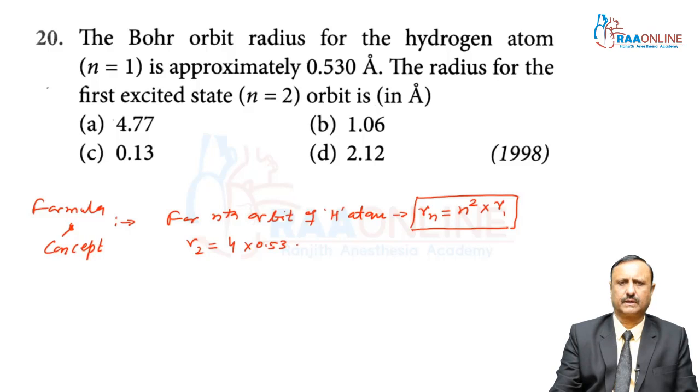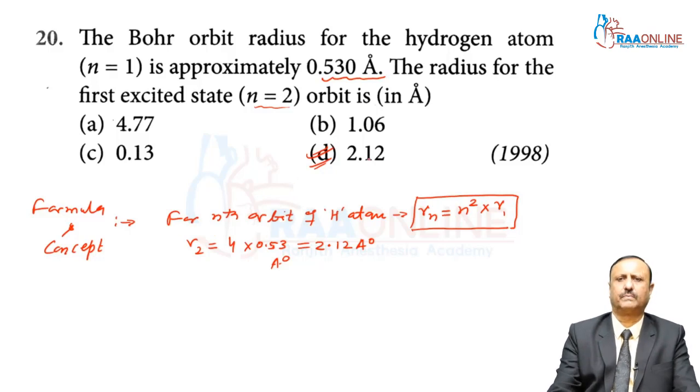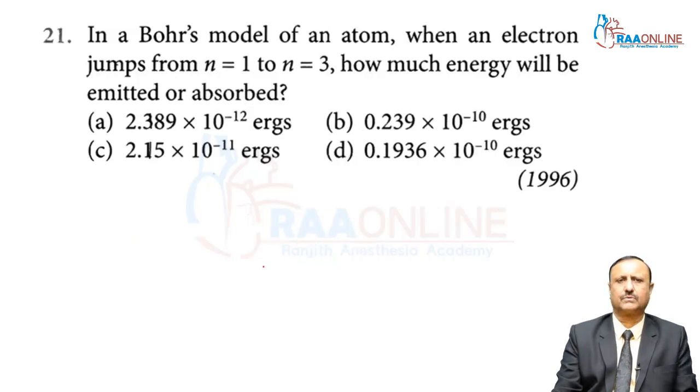So, my dear students, you can get 2.12 angstrom, because here we can take the values in angstrom radii. So, you can go to the answer D here, because here 0.530 angstrom is already given in the numerical. So, first excited state is n is equal to 2. Square of 2 is 4, here put the values and get the answer. Your answer is 2.12. This is the formula, my dear students, and this is the concept. Now, we can see question number 21.